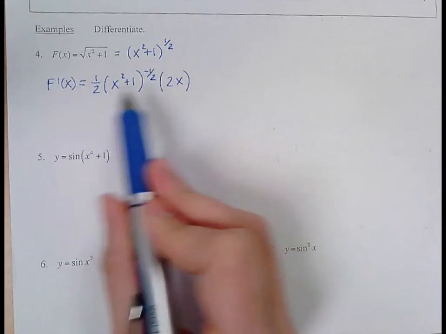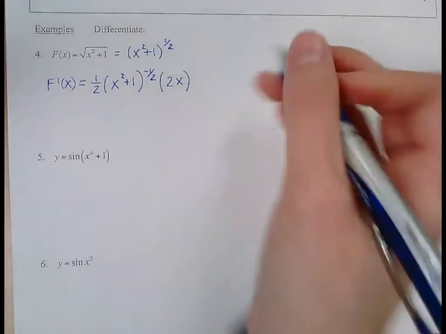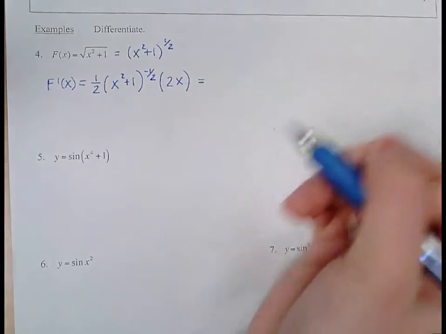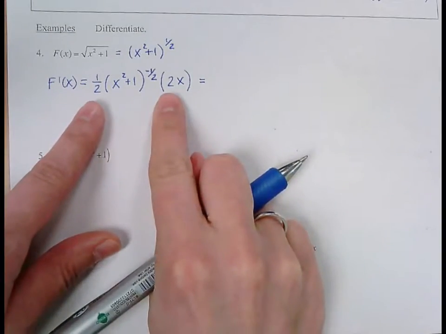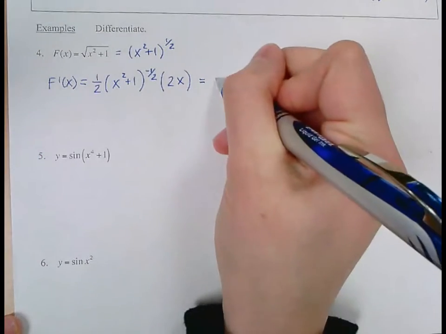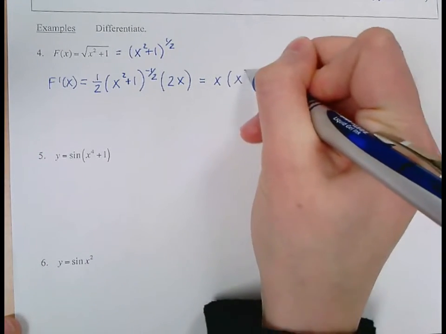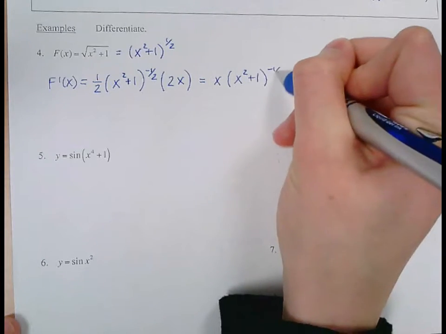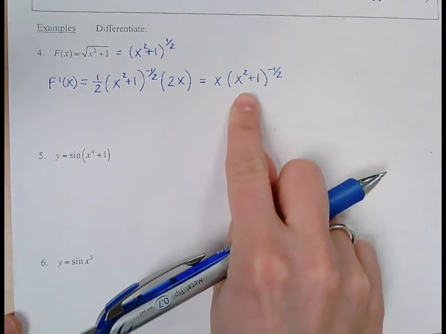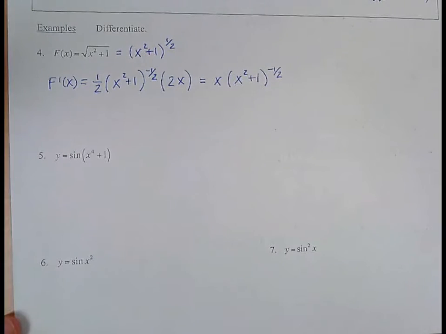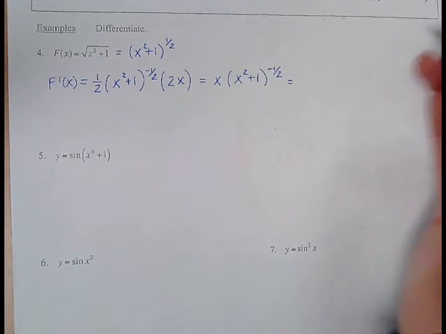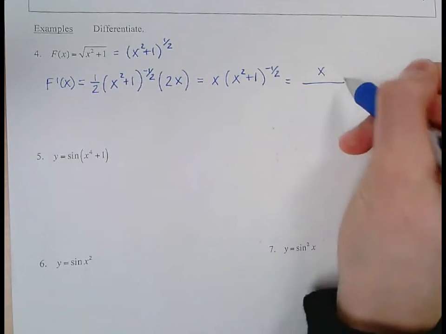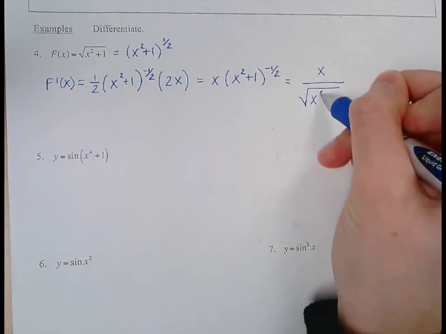All right, I would simplify this. The 1/2 and the 2 can be multiplied. So you could write it as x times the quantity x squared plus 1 to the negative 1/2. If you did not want to leave a negative rational exponent in your answer, you could write this as x over the square root of x squared plus 1.